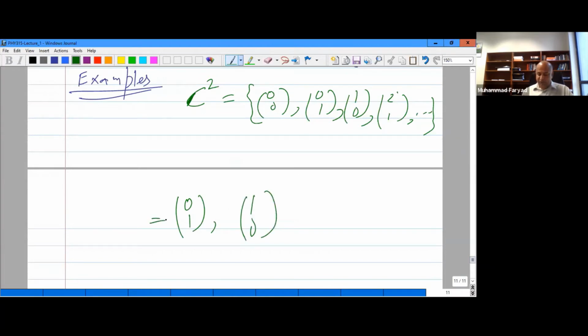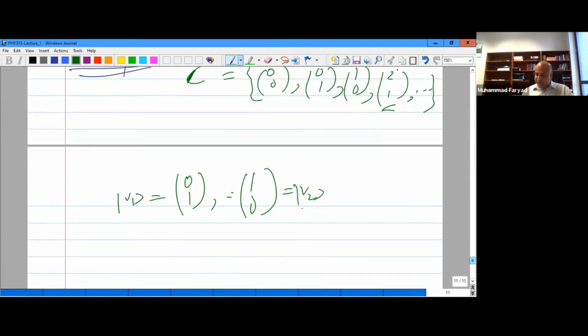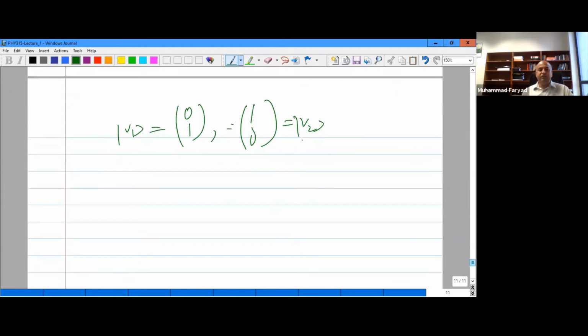Let me represent it by, I don't know, something like v1 and this by v2, because I can write any other vector as a sum of these two vectors. By the way, a basis is not unique to a vector space.